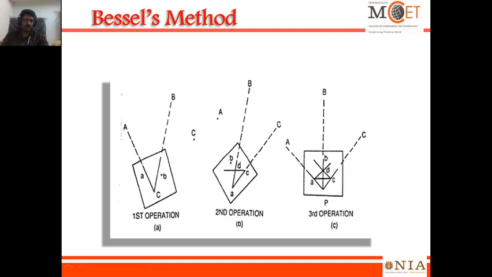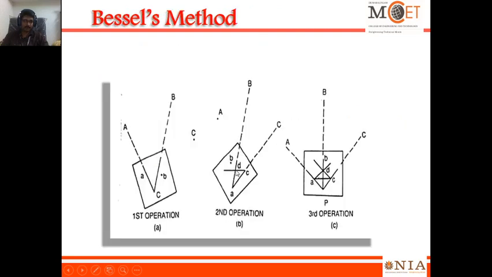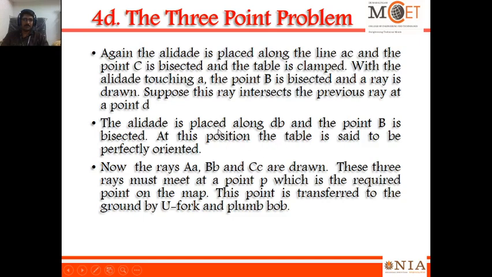Next, the same procedure with respect to AC will be followed. Previously we did it with CA. Now we are going to do it with respect to AC. See the procedure. Again the alidade is placed along the line AC and the point C is bisected and the table is clamped. With the alidade touching A, the point B is bisected and a ray is drawn. Suppose this ray intersects the previous ray at the point D. At the point D, the alidade is placed along DB and the point B is bisected by rotating the table. At this position, the table is said to be perfectly oriented.